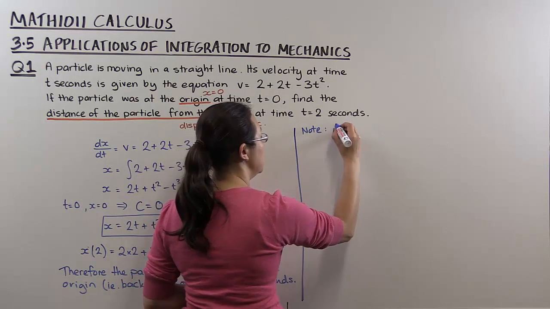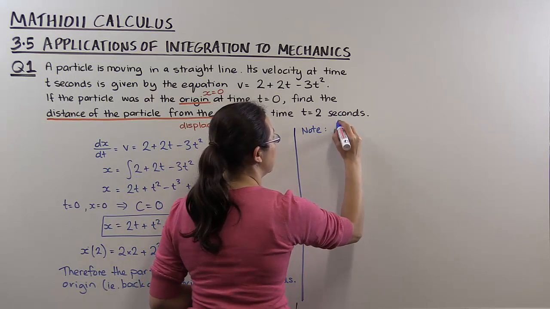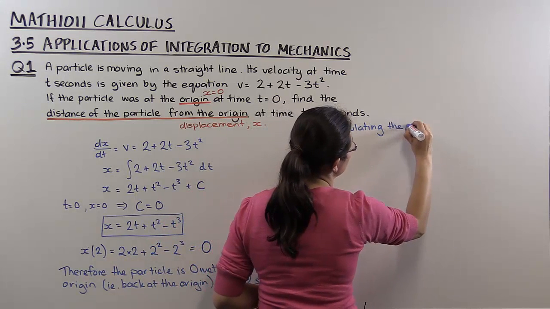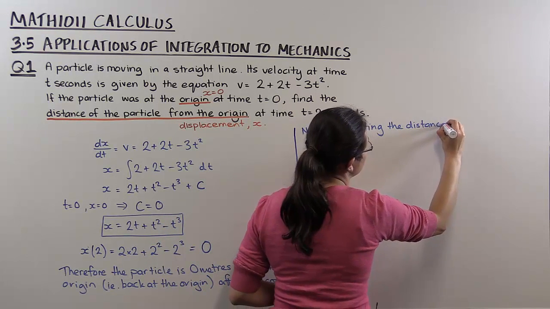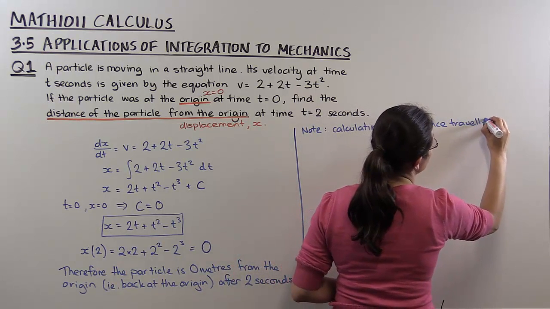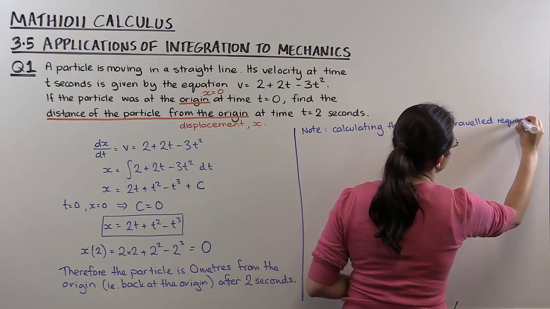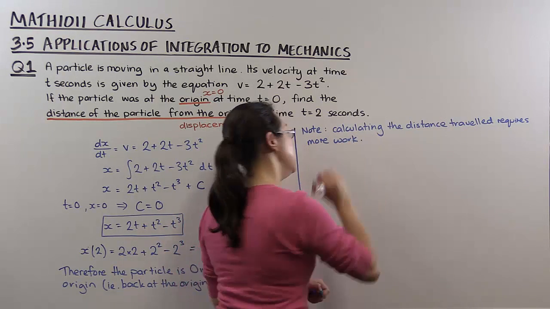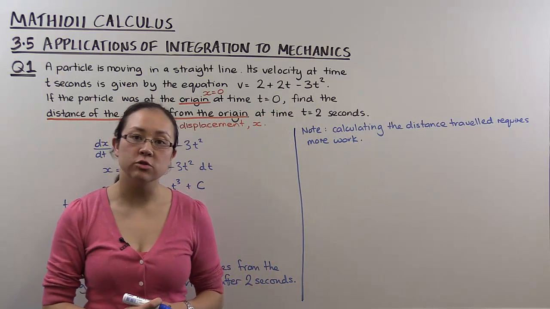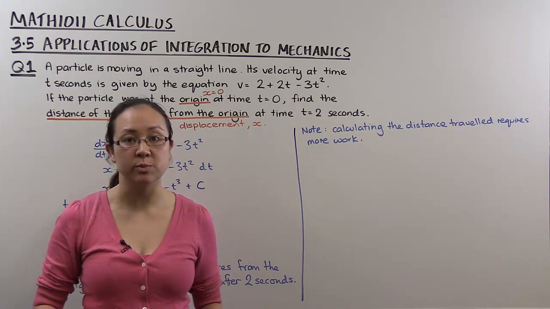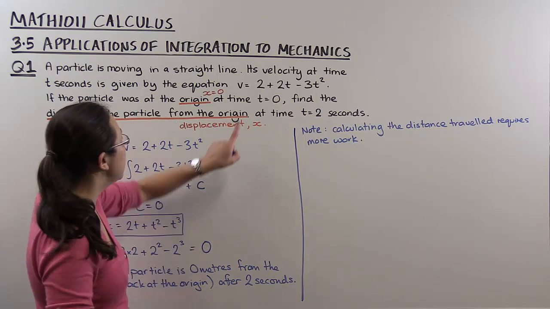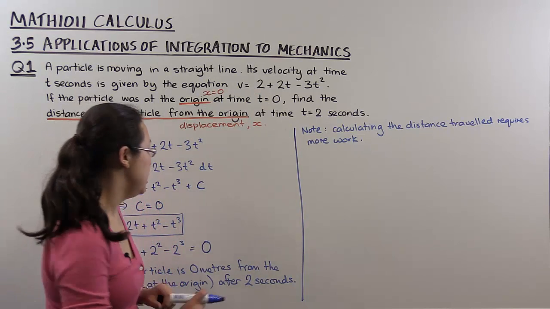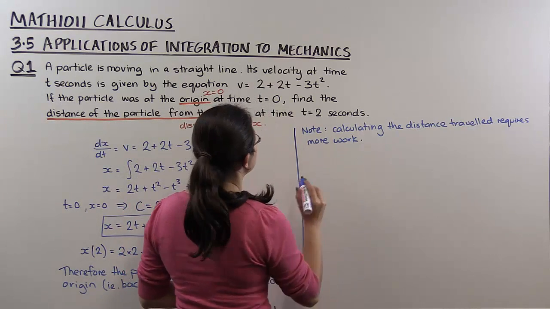So first of all, note calculating the distance travelled requires more work. In particular, it requires us knowing whether the particle is moving to the right or moving to the left, that is, whether the velocity is positive or negative. If we draw a graph of the velocity function, we'll be able to see when it's positive or negative and decide how to calculate this distance here.